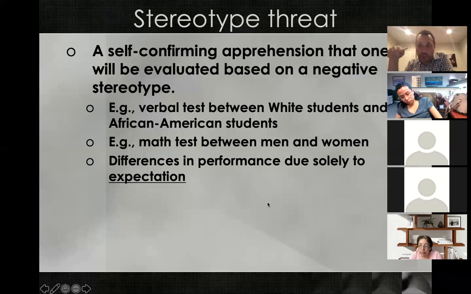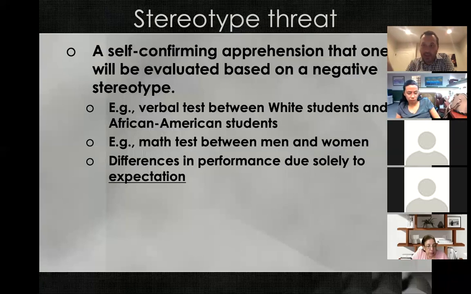Now, this is true even if the evaluator, the person giving the test, doesn't actually have that negative stereotype. As long as the test taker believes that that person has the stereotype, that's enough to actually harm their performance. In fact, there are some studies that have shown that if all you do is ask people their gender or their race at the beginning of a test, just asking them that simple question can harm their performance on the test.